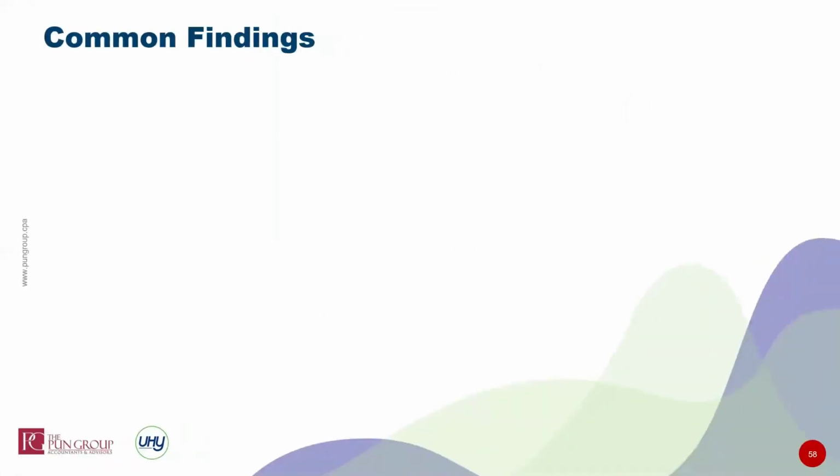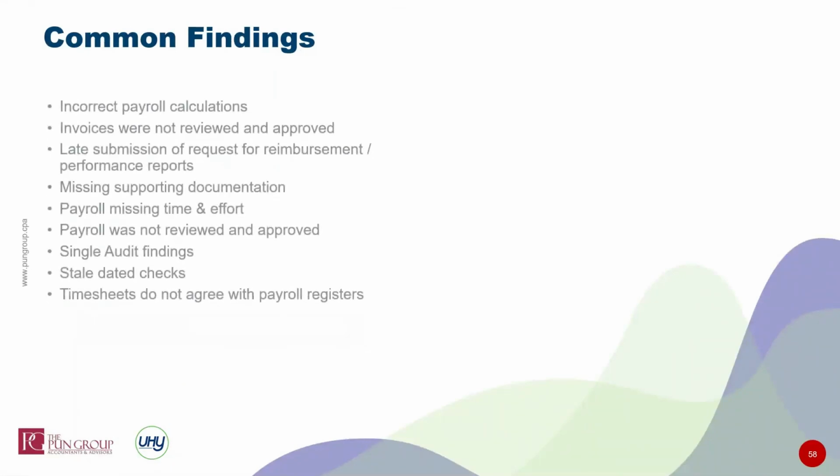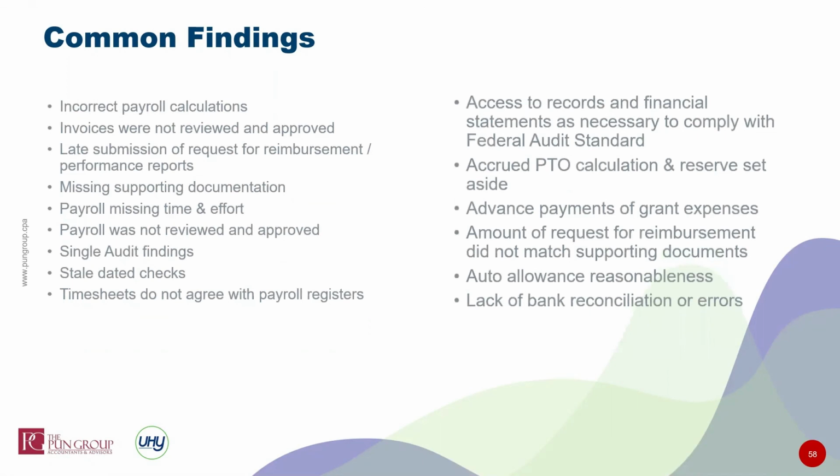The next slide is really what we've run into as probably the most common findings related to our monitorings. Incorrect payroll calculations, invoices weren't reviewed and approved, late submission of reports, whether it's for reimbursement or performance reports or cost reports, missing supporting documentation, payroll missing time and effort reports, payroll not reviewed and approved. They had single audit findings that didn't get contemplated, stale dated checks, which we talked about earlier, or timesheets that didn't agree with the payroll register. On the other side, we didn't get access to records and financial statements as necessary, meaning we were not allowed to look at anything.